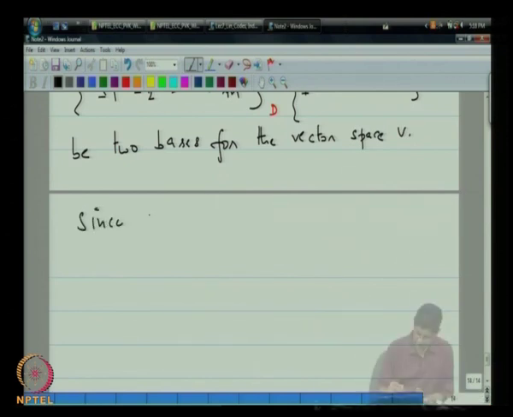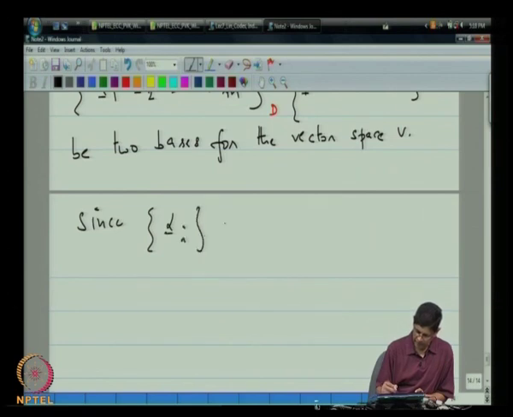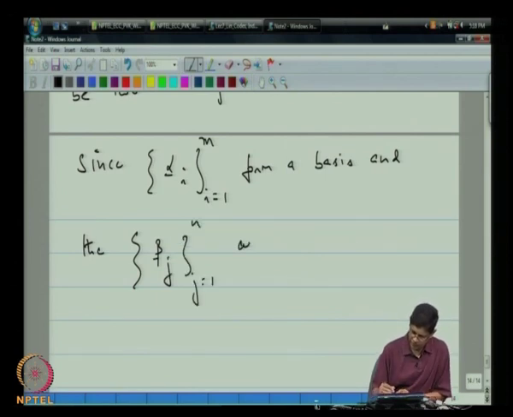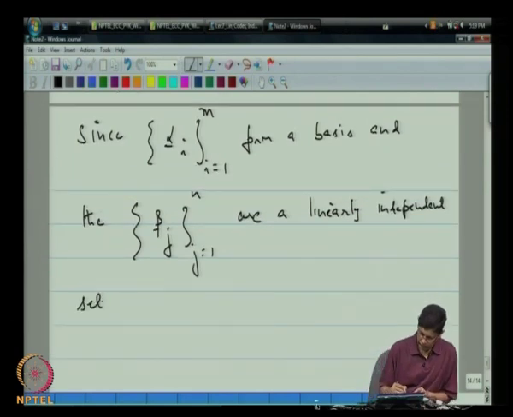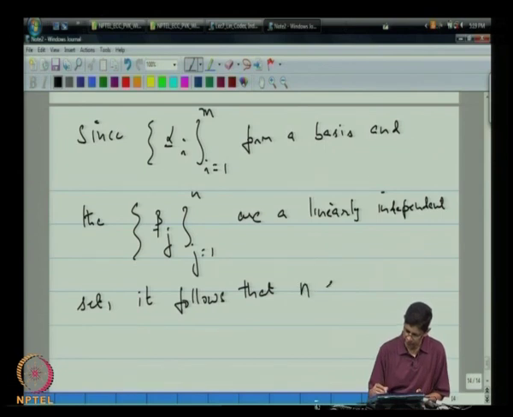Since the alpha i, i equal to 1 to m, form a basis and the set beta j, j equal to 1 to n, are a linearly independent set, it follows that n must be less than or equal to m.